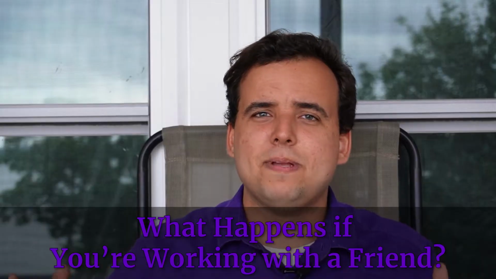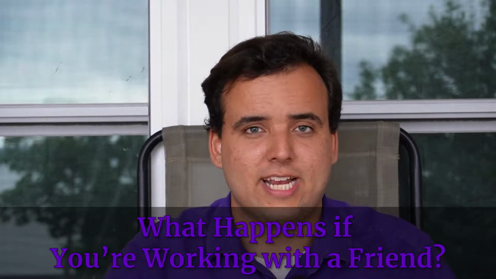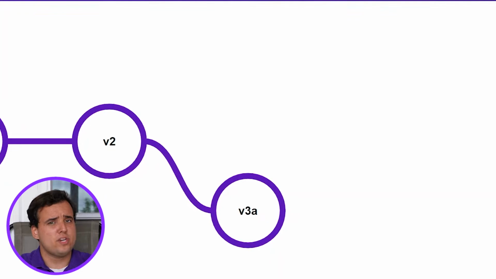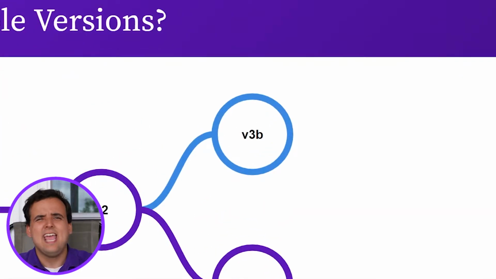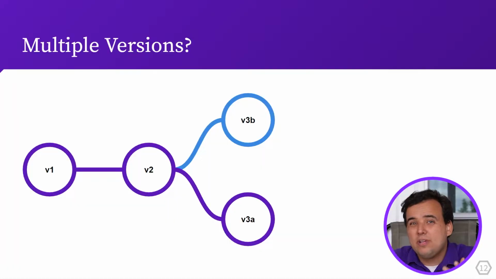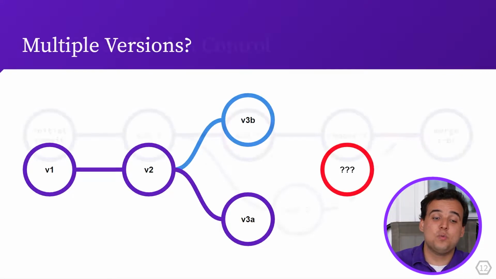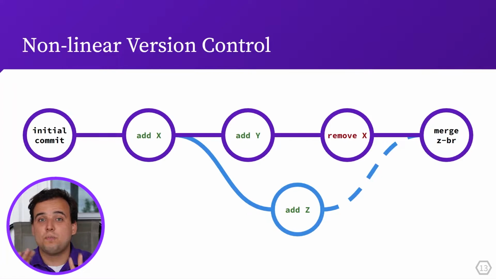Specifically, what happens if you're working with a friend on this project? Now, you've made a version 3A, and they've made a version 3B, and you need to incorporate changes from both your version and their version. How can you do this? Well, that's where non-linear version control systems come into play. This has the property that every version can have multiple versions that come after it, and supports merging these versions back into a single one in the future. And usually they have a number of strategies of doing so.